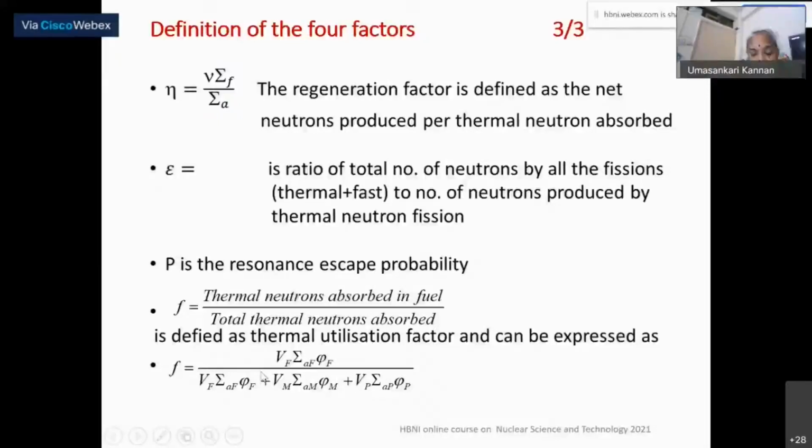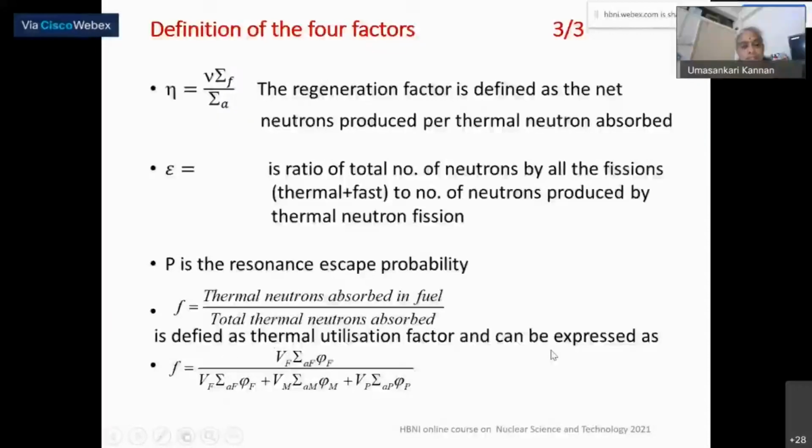We can see it as, I already told you, sigma into phi is the reaction rate. So let us say sigma_aF into phi_F into V_F is the total number of reactions which have taken place in the fuel, and in the denominator I have the total absorptions in the medium. In the moderator, M stands for moderator and P stands for, let's say, other structural materials, poisons and so on. So the denominator is the total absorption which is happening in the medium, and this is only in the fuel. So this ratio is called the thermal utilization factor, f.